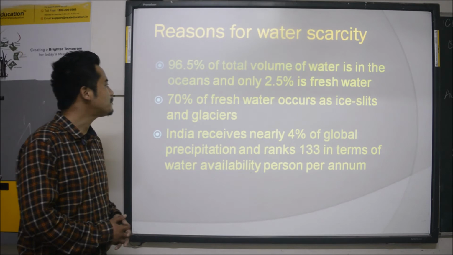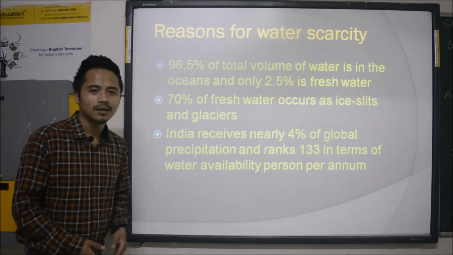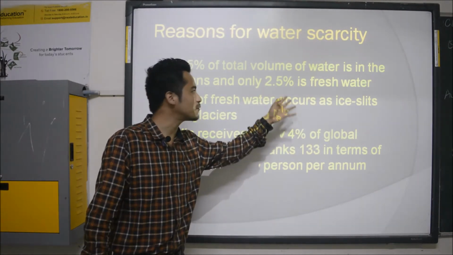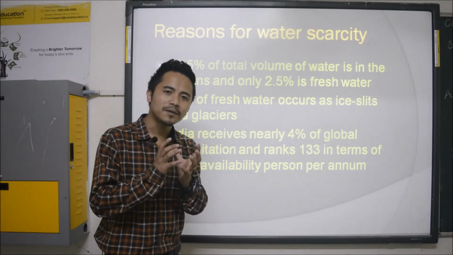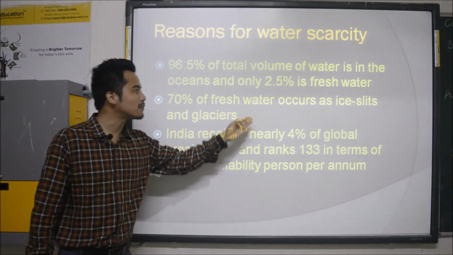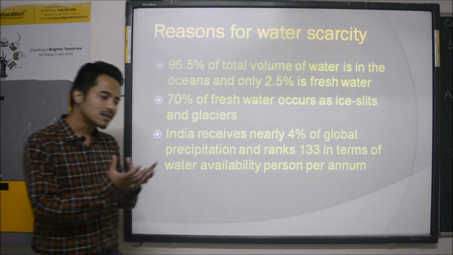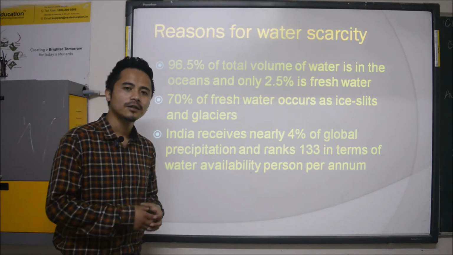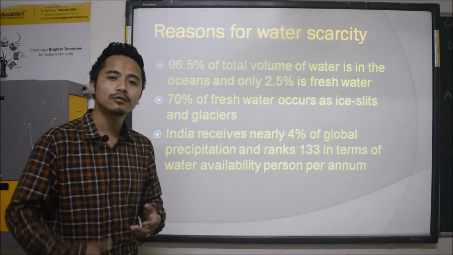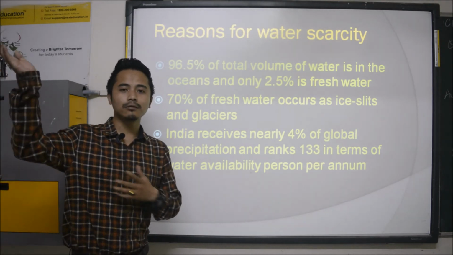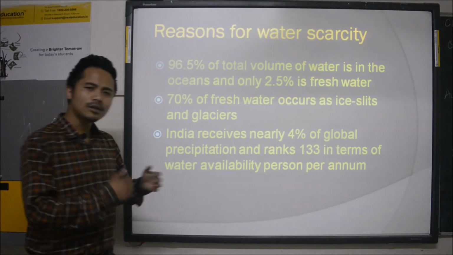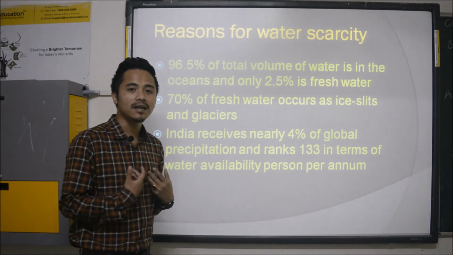Now another reason is that 70% of fresh water occurs as ice sheets and glaciers. From the 2.5%, let's take that usable water as 100%. From that 100%, 70% occurs as ice sheets and glaciers in Antarctica or somewhere we can't reach. Yes or no? We can't go to Antarctica and drink that water. We can't bring that water to our place. So in that manner, only 30% is present in our area which we can use.